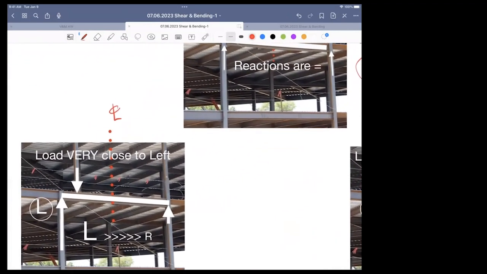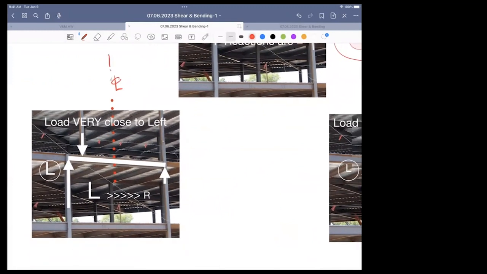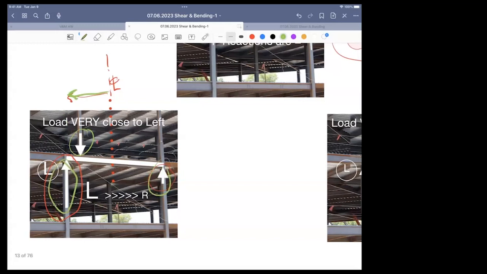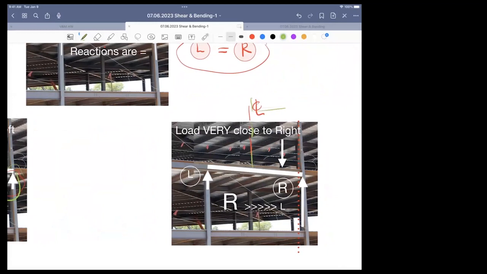If, however, the load is closer to the left, if this is the center line, and the load is closer to the left, then the left reaction is larger than the right. If the load is over here, then the reaction is over here. This one is doing nothing because it's all on this left column. But the point I'm trying to make here is if the load is past the center line to the left, the left reaction is larger than the right. If the load is closer to the right, then the right reaction is bigger than the left. We're not going to do math yet, but it's very important to understand this intuitively and qualitatively.